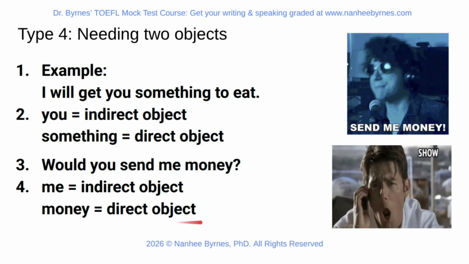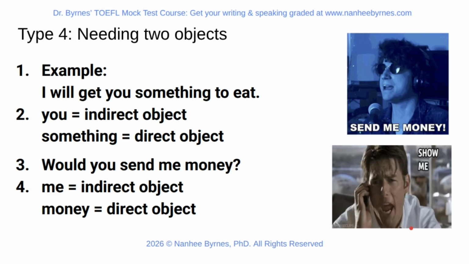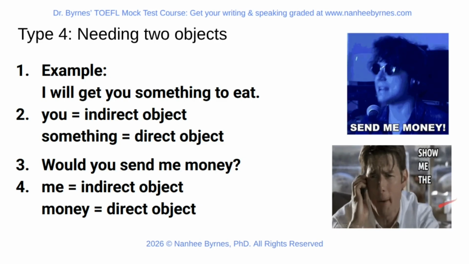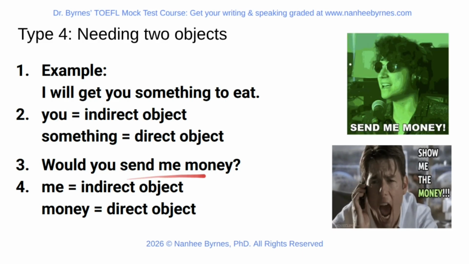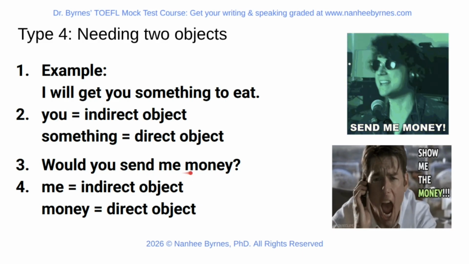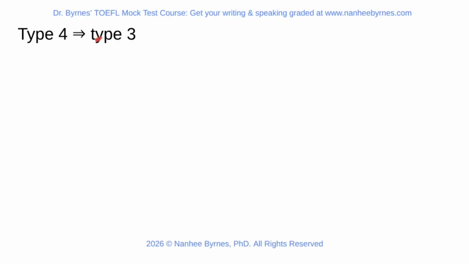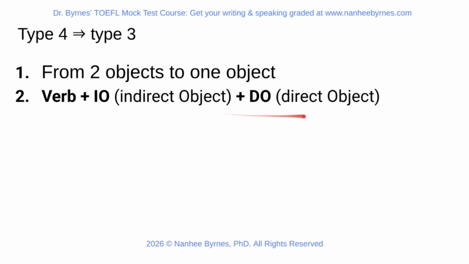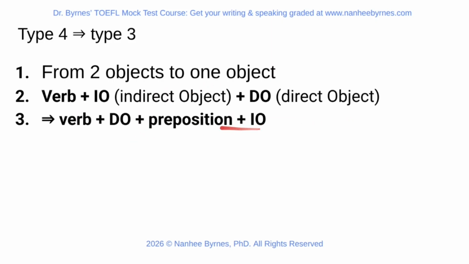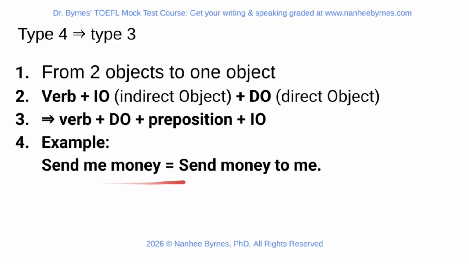The famous line from the movie Jerry Maguire, "Show me the money," is this same pattern with 2 objects. You should also know that verbs with 2 objects can often change to a structure with 1 direct object by using a prepositional phrase for the indirect object. Example: send me money can also become send money to me.